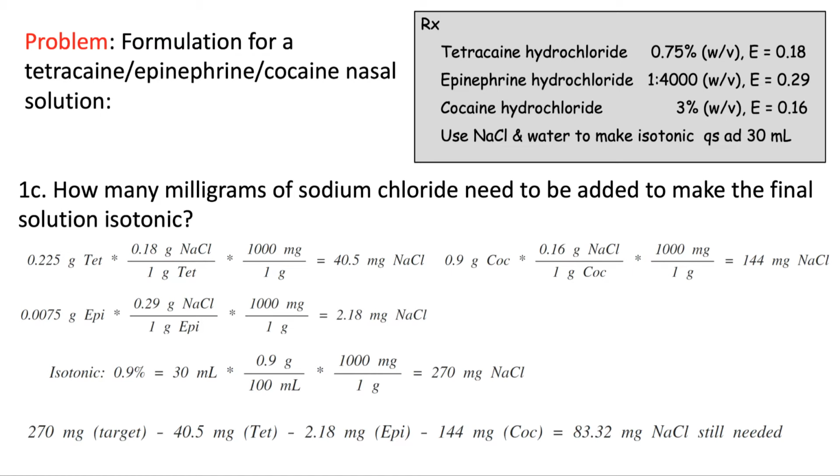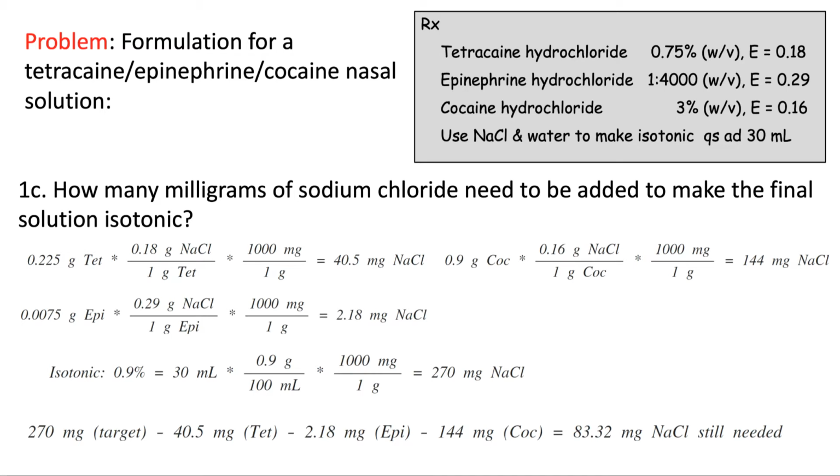I know how much of my active ingredients I need. Therefore, I've determined the volumes of each of my ingredients. And I'm going to combine those volumes with an additional amount of water and then also weigh and dissolve in an additional 83.32 milligrams of sodium chloride. And I'd have each active ingredient at the right concentration and with enough additional sodium chloride to make the 30 milliliters isotonic.